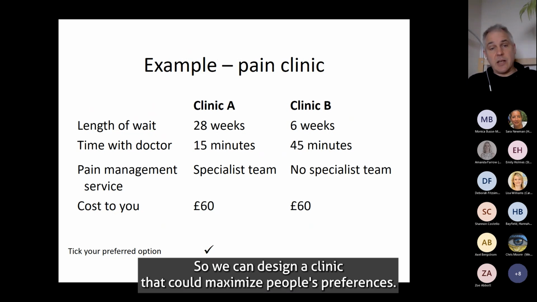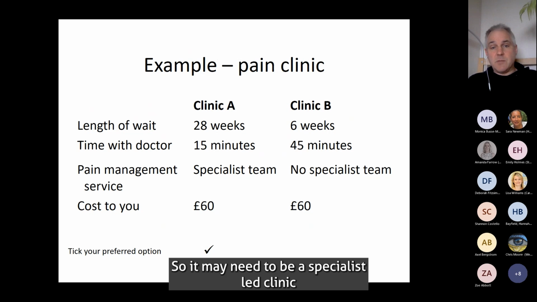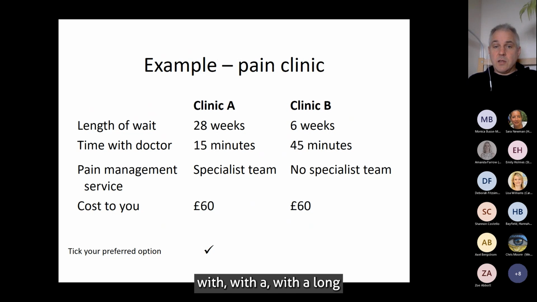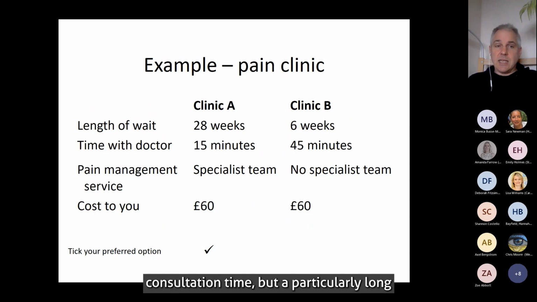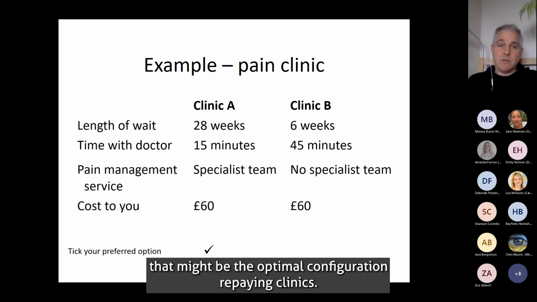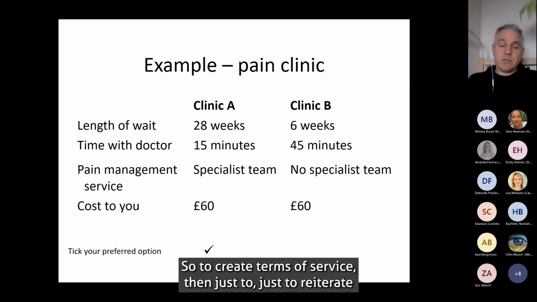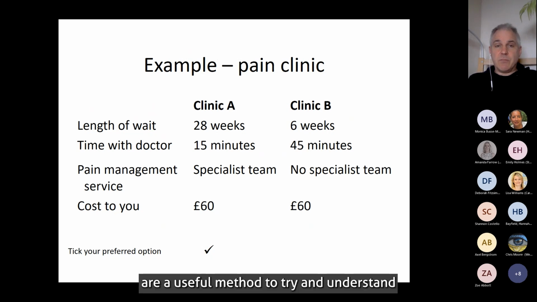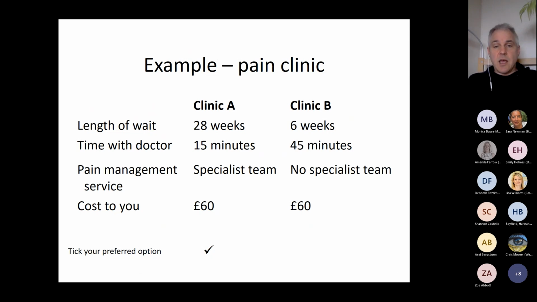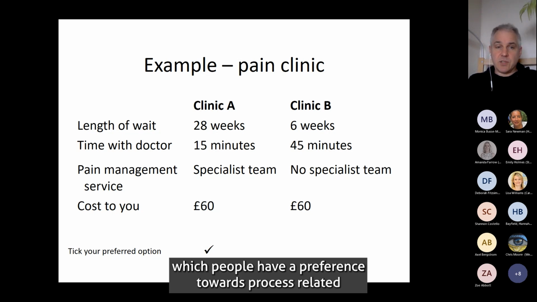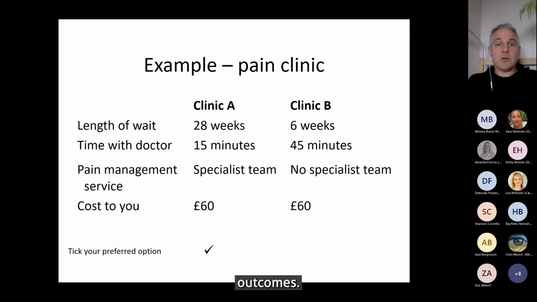And so we can design a clinic that could maximize people's preferences. So it may need to be a specialist-led clinic with a long consultation time, but a particularly long waiting list time. As an example, that might be the optimal configuration for a pain clinic. So discrete choice experiments, then, just to reiterate, are a useful method to try and understand different service configurations and different ways in which people have a preference towards process-related outcomes.